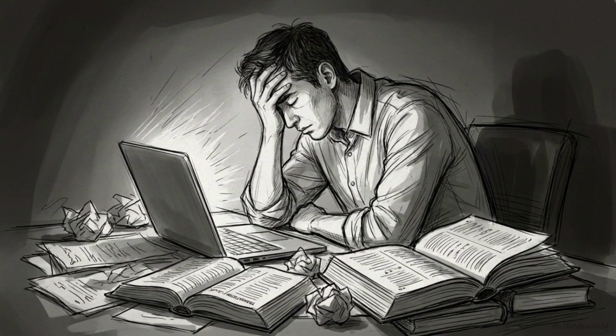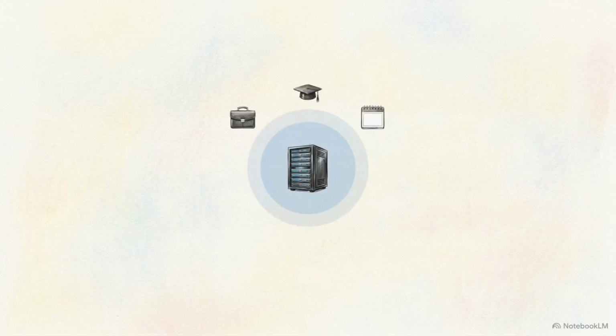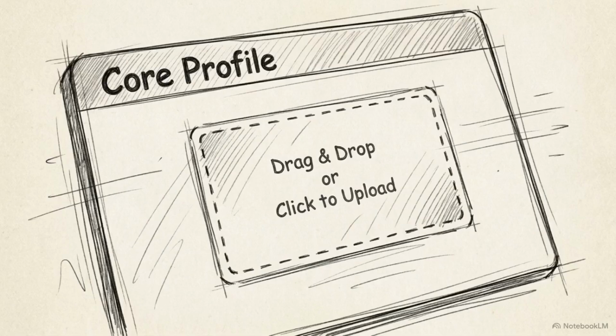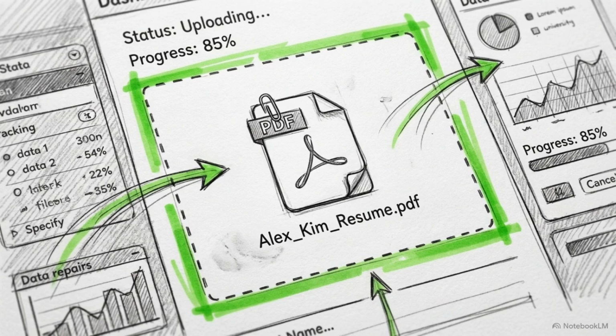Relying on manual rewrites for every new country limits your reach. Establishing a dynamic baseline is the only way to scale your search and apply globally without starting from scratch every time. Step 1 is setting up that baseline. Inside the Global Resume AI dashboard, we upload our standard English resume, establishing the core data we will pull from.